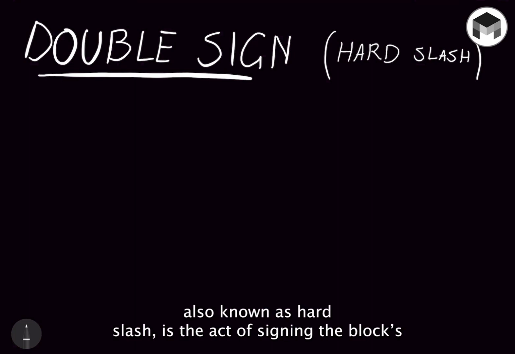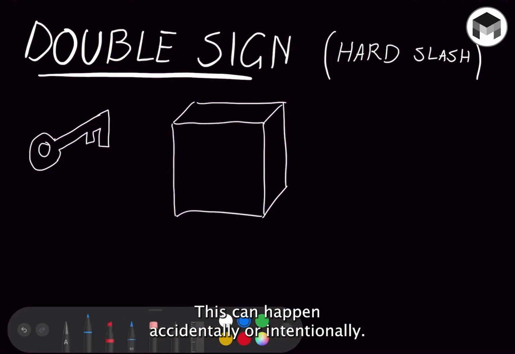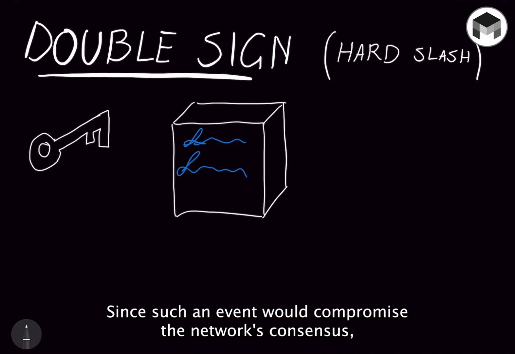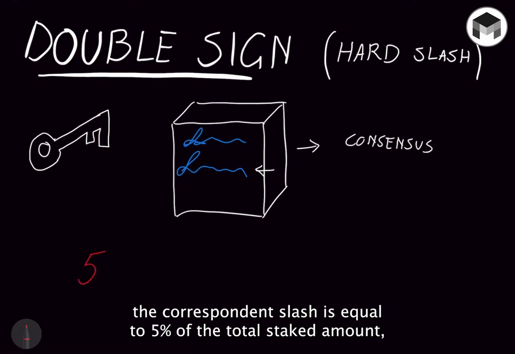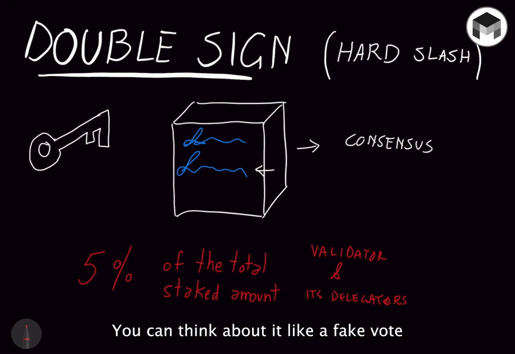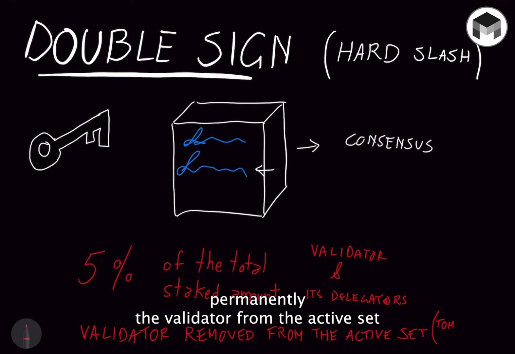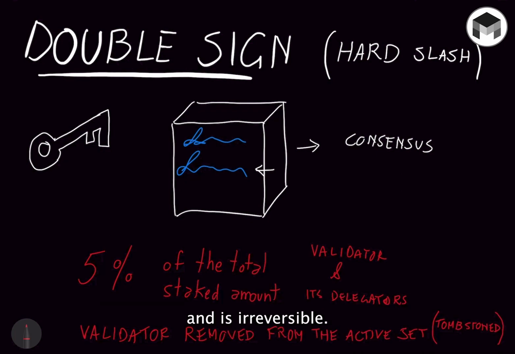Double sign, also known as hard slash, is the act of signing the block's validation with the same private key more than once. This can happen accidentally or intentionally. Since such an event will compromise the network's consensus, the corresponding slash is equal to 5% of the total staked amount, burning the corresponding participation of the validator and its delegators. You can think of it like a fake vote, where someone voted more than once. This penalty is referred to as hard slash also because it permanently removes the validator from the active set and is irreversible.